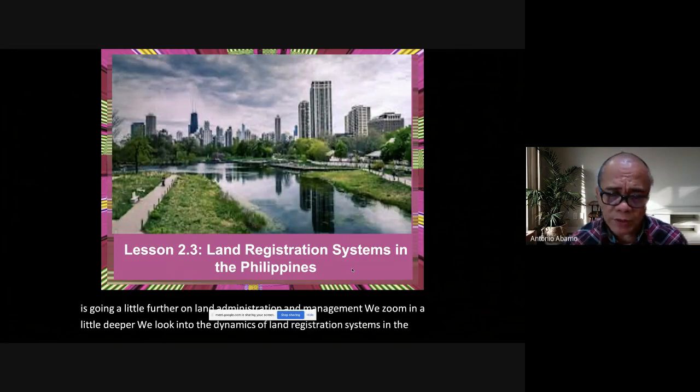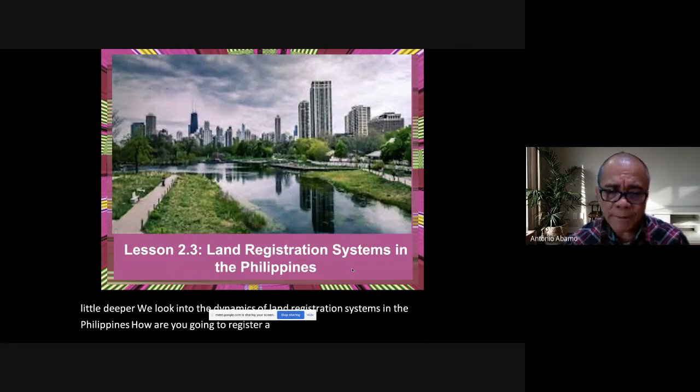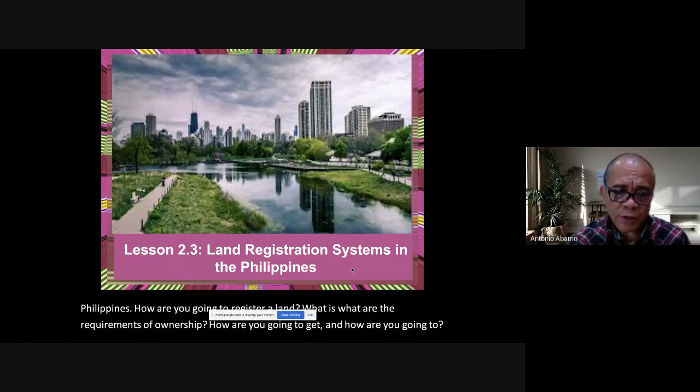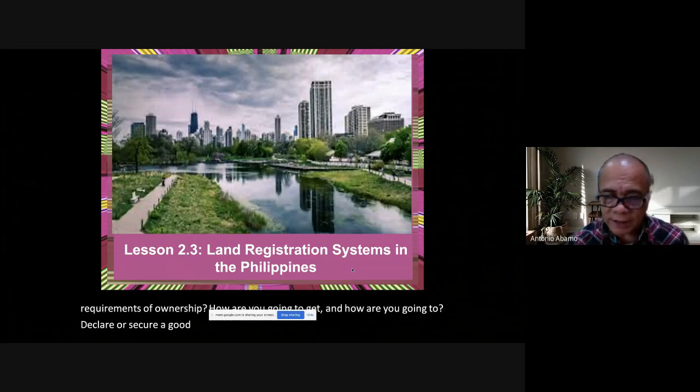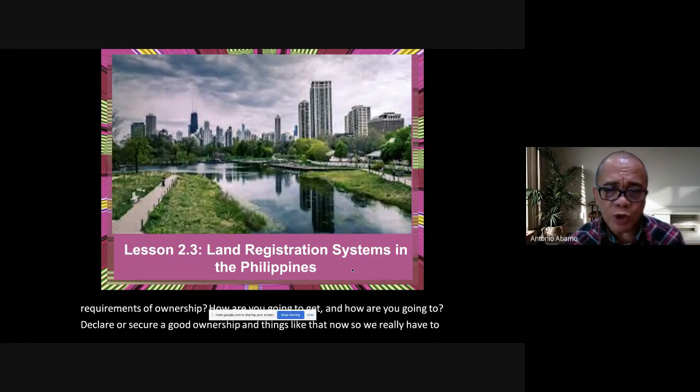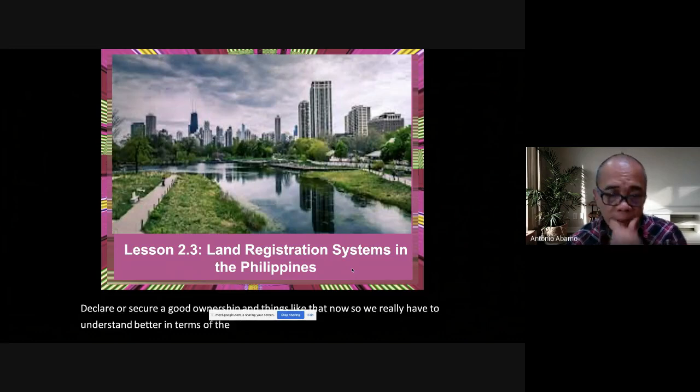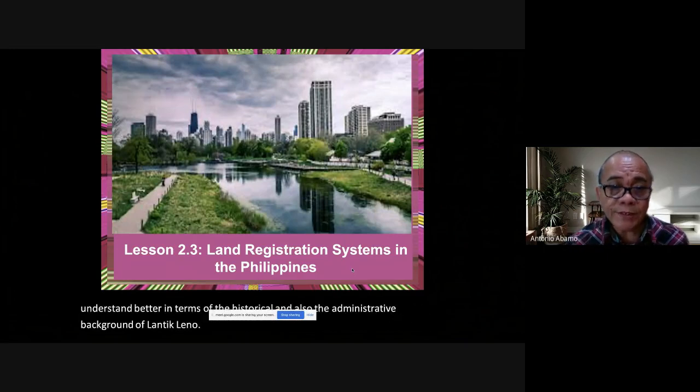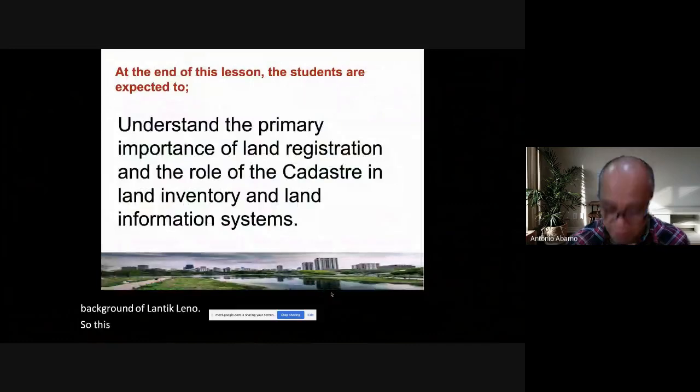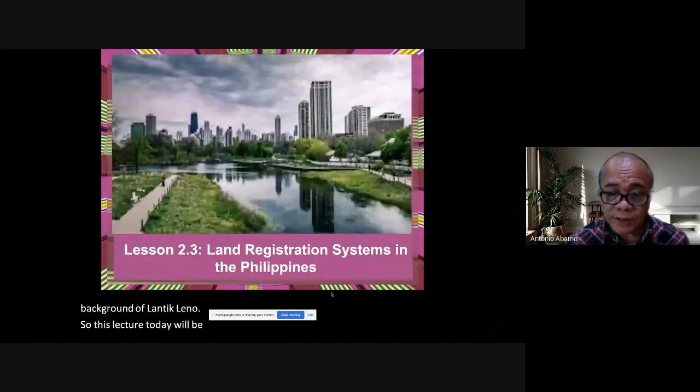How are you going to register a land? What are the requirements of ownership? How are you going to declare or secure a good ownership, and things like that? So we really have to understand better the historical and also the administrative background of land titling. So this lecture today will be on land registration systems in the Philippines, okay?